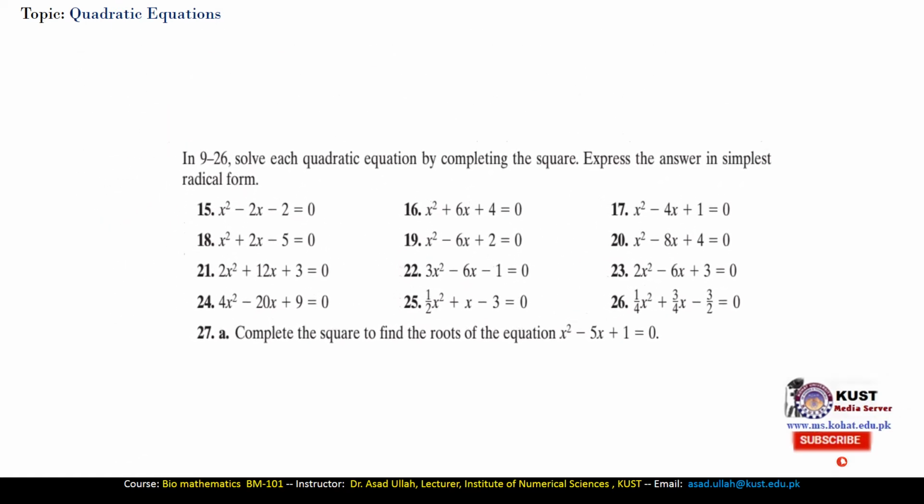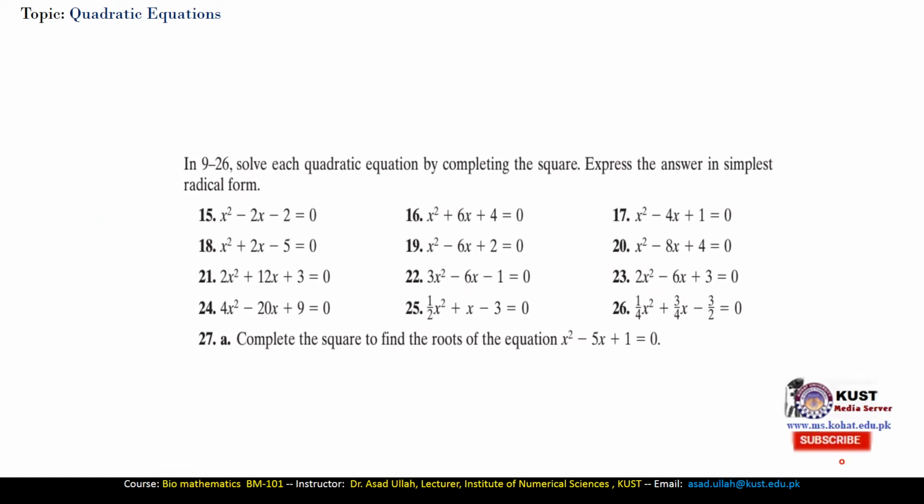Here are some more interesting examples, that is problems 15 to 27a. All these problems are quadratic and students are advised to solve these problems by using the completing square method as we discussed in this lecture.